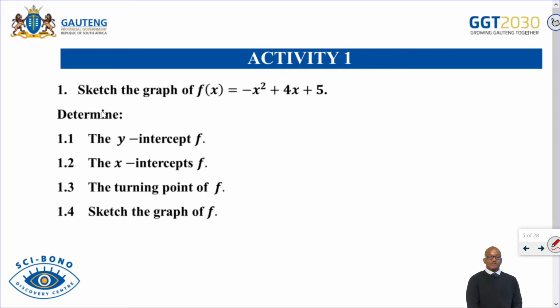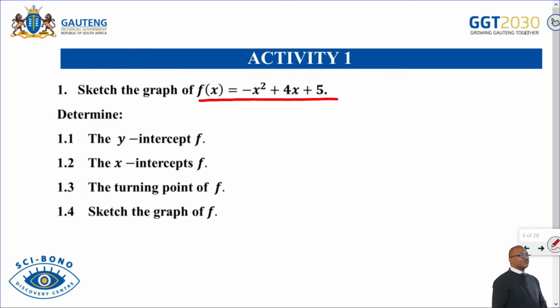And then the f of x is given as negative x squared plus 4x plus 5. So that is our function that we need to sketch together. Now, the first thing that we need to determine is the y-intercept. So we have to determine the y-intercept.